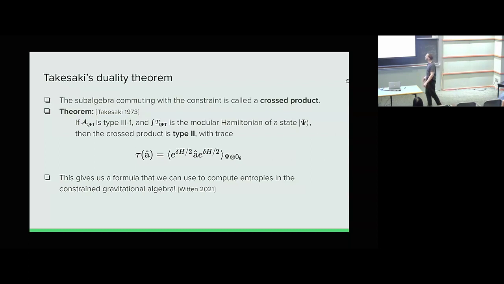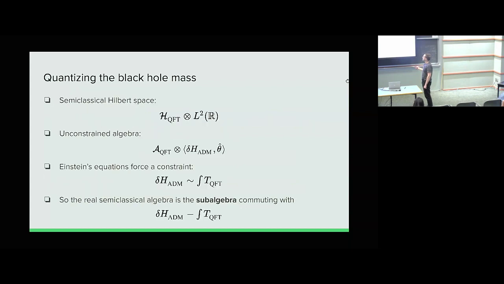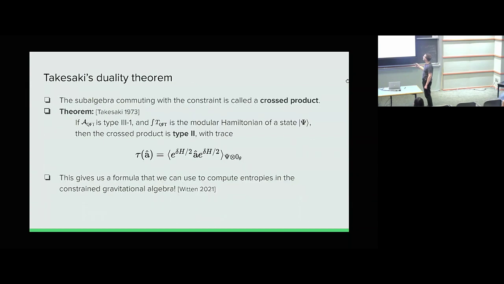The other condition you need is that this integral of the stress tensor that showed up in Einstein's equations, or in the component of Einstein's equations that affects the ADM mass, needs to be the so-called modular Hamiltonian of the state. That's a subtle point. Some of you might not even have seen the words modular Hamiltonian before. I'm not going to discuss this very much.